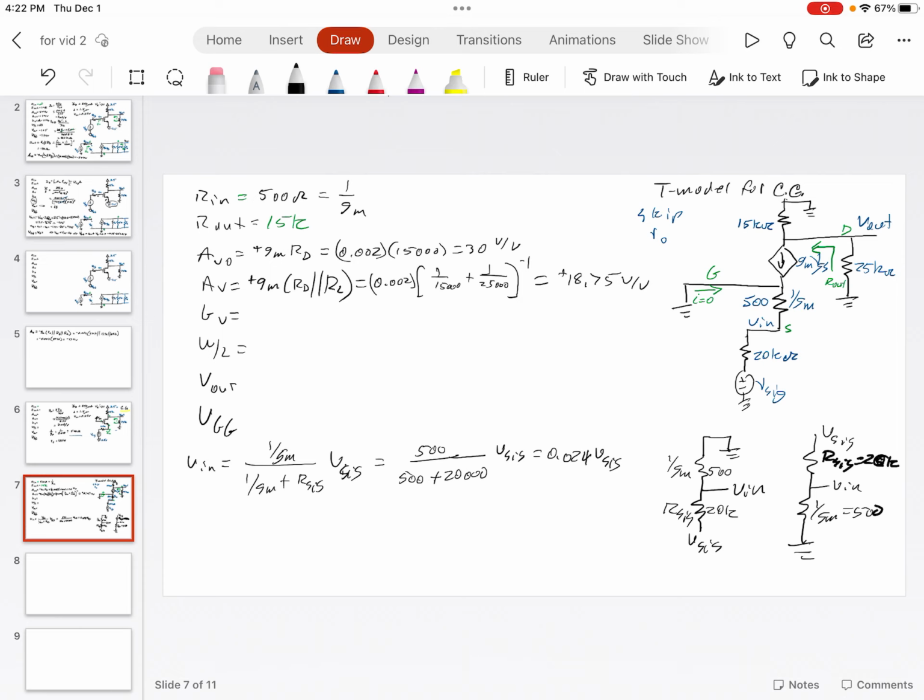So then we need to multiply that in to get the overall gain. I can write the equation V out would be GM times RD parallel with RL times 0.024 V sig. That's what the entire gain would be. So then we can find GV, the overall gain, V out over V sig, and that's GM RD parallel with RL times 0.024. And if we put those numbers in, we get 0.46.